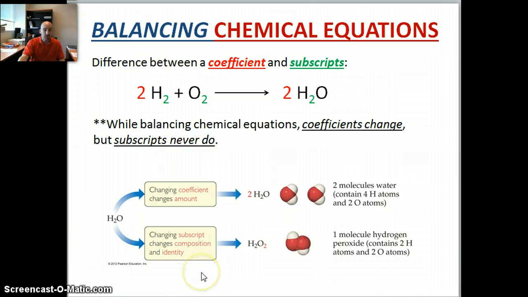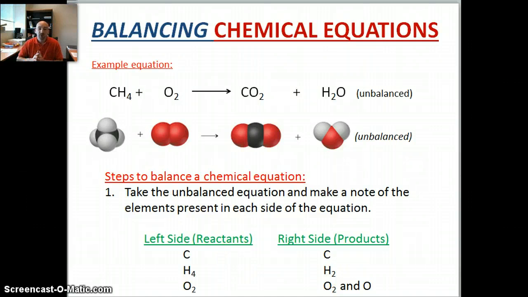One key thing to remember is that when we balance the chemical equation, only the coefficients change, not the subscripts. So if we change the subscript, we change the composition identity. So we can change the coefficient, but we cannot change these subscripts. So if we know the formula of all the reactants and the products, which you'll learn how to predict in the upcoming lectures, we can then write the unbalanced equation, and we can use the coefficients to balance the equation as we just talked about.